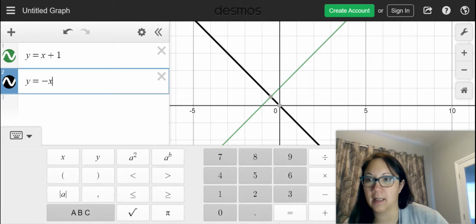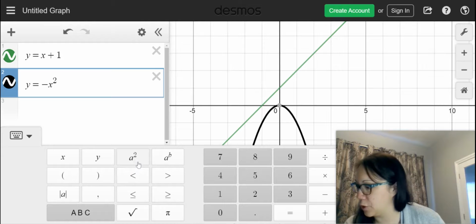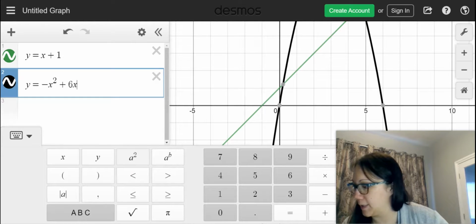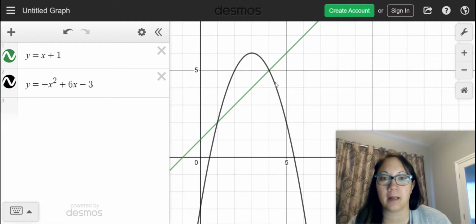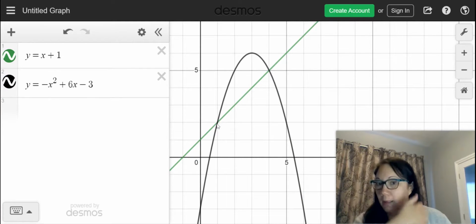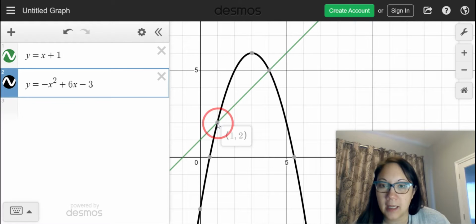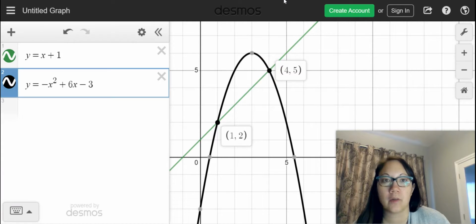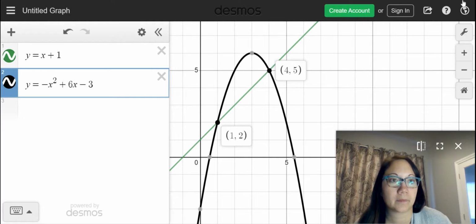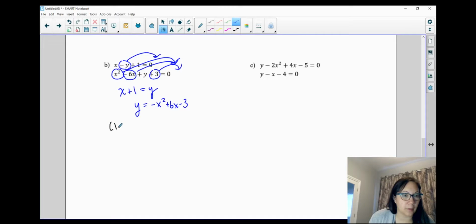Y equals -x squared plus 6x minus 3. I think I'm doing too many things on my computer at once here. Okay, so here is our graph of our line and our parabola. So let's find our intersection points. So this one is at (1, 2) and (4, 5). So I'm going to go back to my notes here and key that in. So our solutions were (1, 2) and (4, 5).